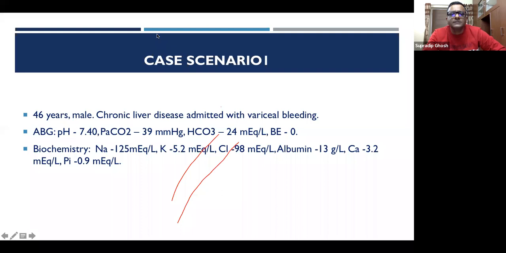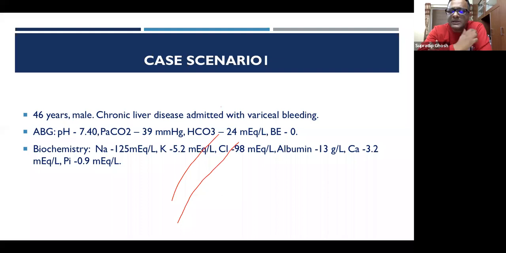So even albumin is not going to help. Now let's apply the Stewart approach. What we can see directly from here, the sodium is low. Sodium low means there is a metabolic acidosis. Look at the chloride. Chloride is almost normal, but if you go for the corrected chloride, maybe there will be a little change. Look at the albumin. Albumin is 13 gram per liter, 1.3 gram per deciliter, which is low. So this produces metabolic alkalosis. Look at the phosphate. Phosphate is 0.9.